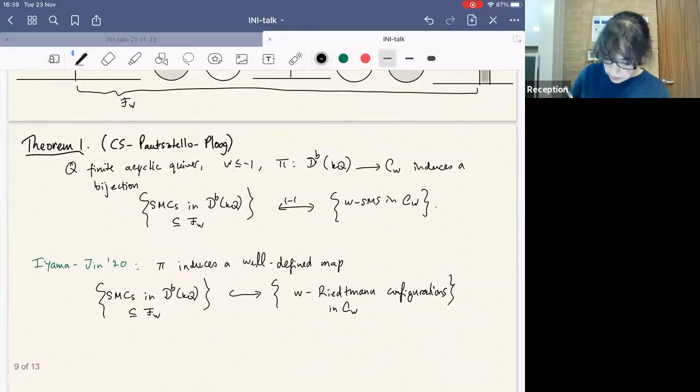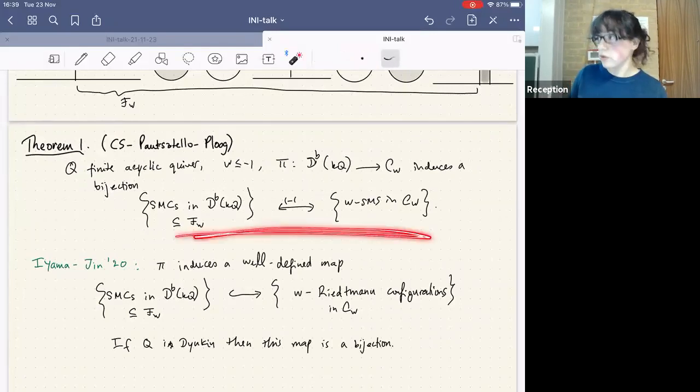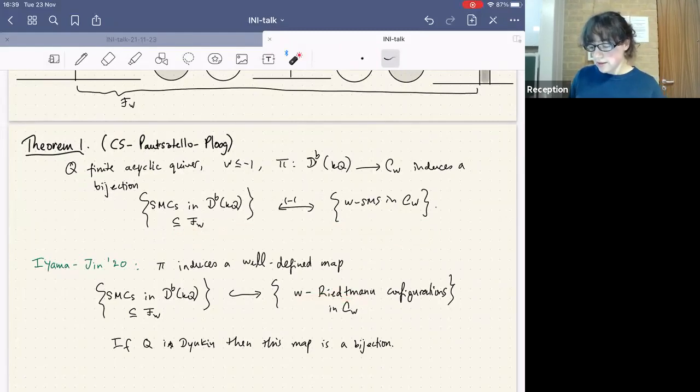And so they work with the Dynkin case. If Q is Dynkin, then this map is a bijection. And so it gives us this result for Q Dynkin, because in Dynkin, these weakly simple-minded systems, or W Riemann configurations, coincide with W simple-minded systems.